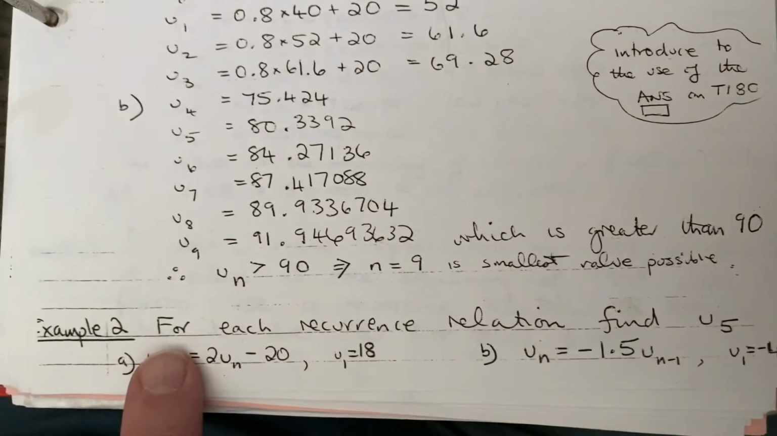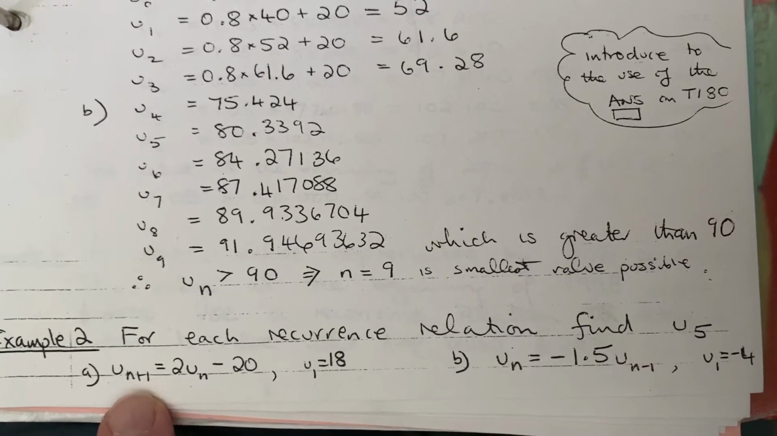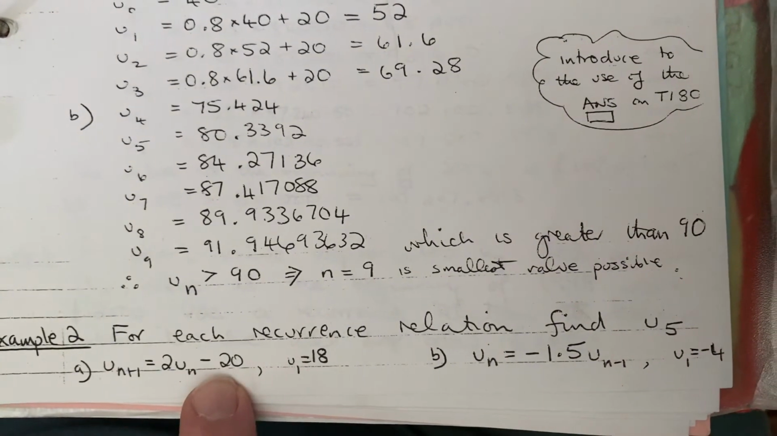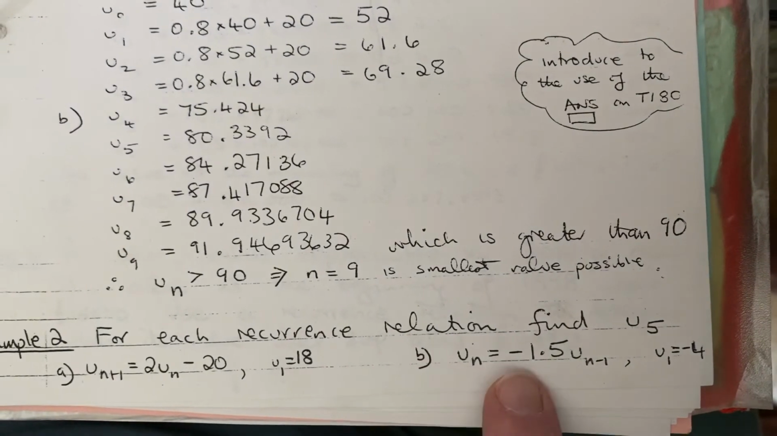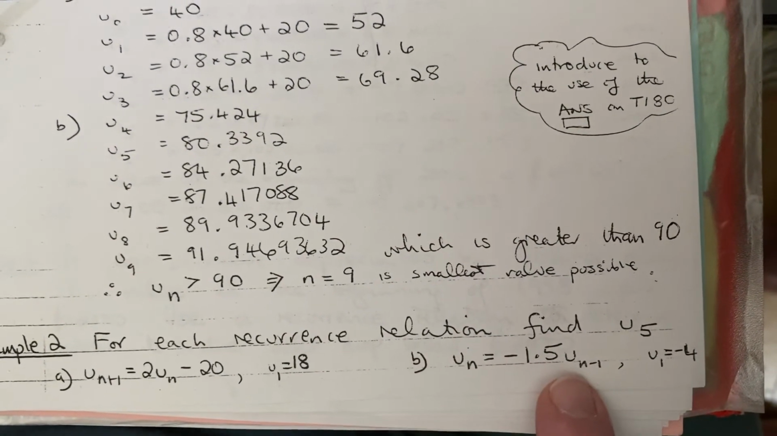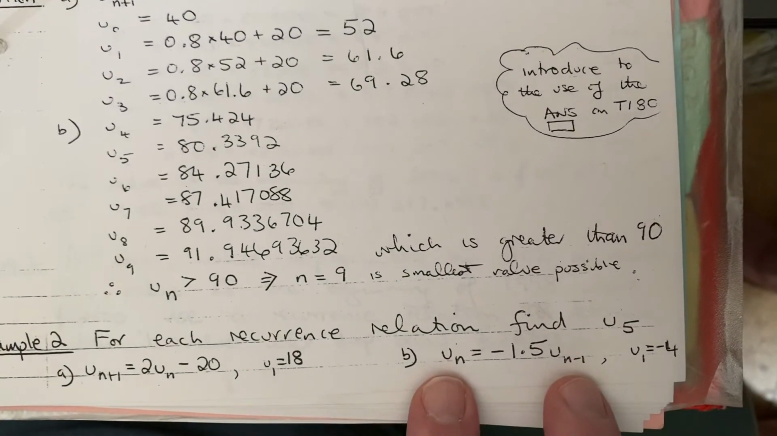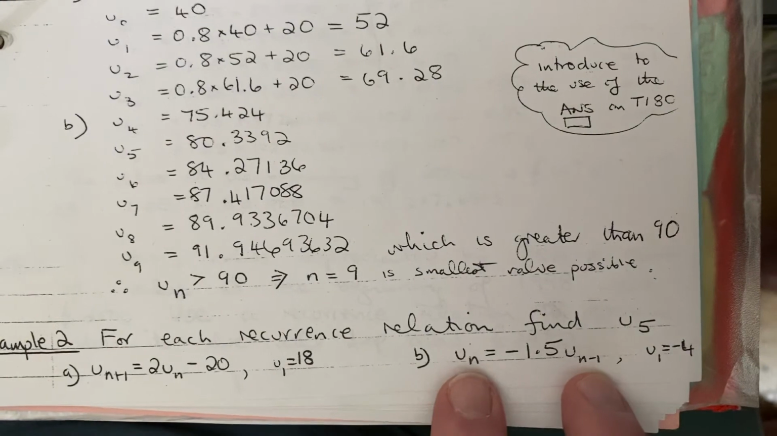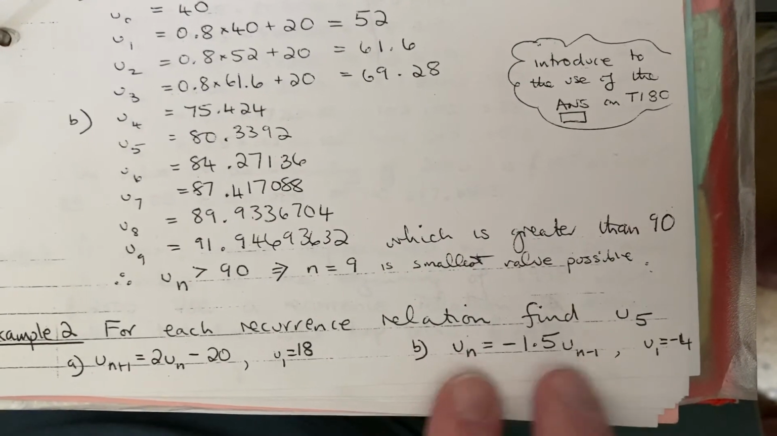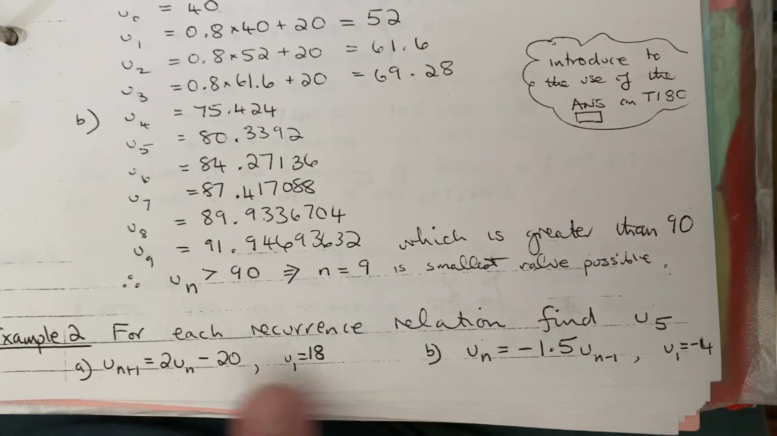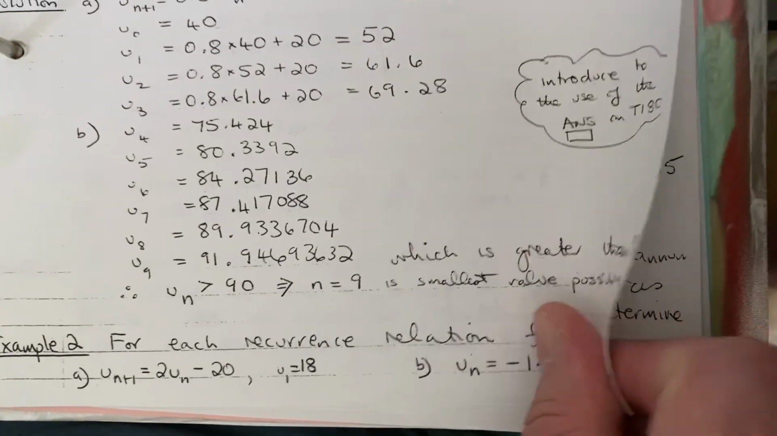For a second example, for each recurrence relation, find u5. So we've got un+1 = 2un - 20, with u1 being 18. And the second one, we've got un = -1.5 un-1. So here, you'll notice slightly different notation. If this is 10, 10 minus 1, that would be 9. So it's exactly the same, but rather than n add 1, we've got n take away 1 on the other side. And here, u1 is negative 4.